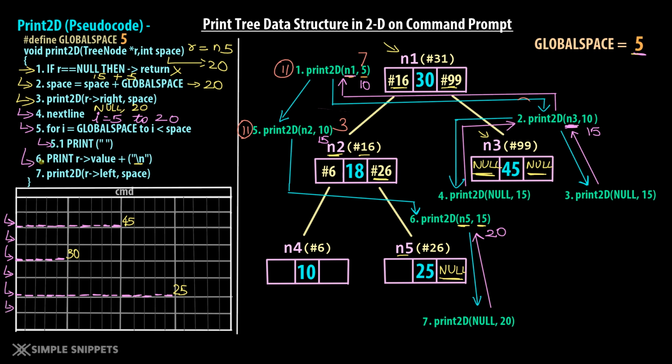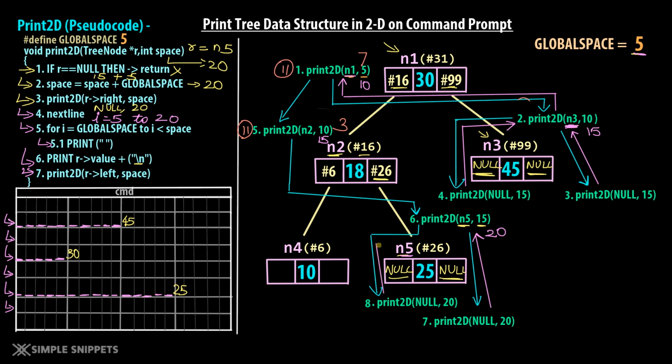So the 6th instruction is done. We will proceed to the 7th instruction, which is again a recursive call. We are saying r of left. R is nothing but n5. What is there to the left of n5? We have null. So the 8th print2d is going to be called from the 6th print2d at this 7th instruction. Of course, when you pass null, this 8th print2d will return from the first line itself.